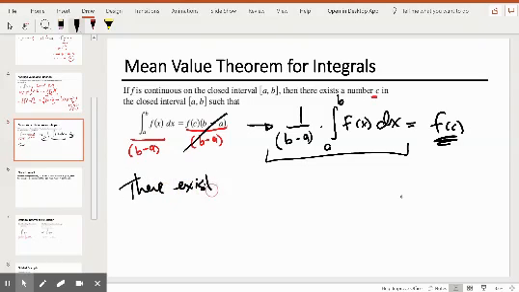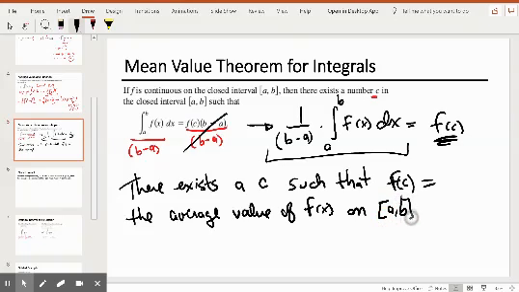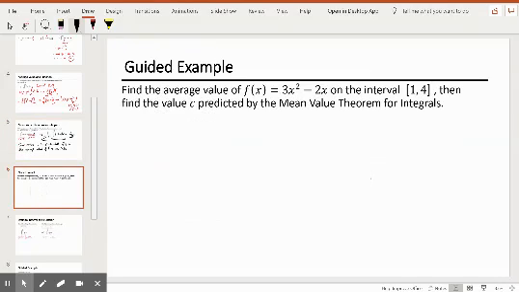There exists a c such that f of c equals the average value of f of x on the interval ab. And that's true because this is a continuous function. So we have all those intermediate values that apply.